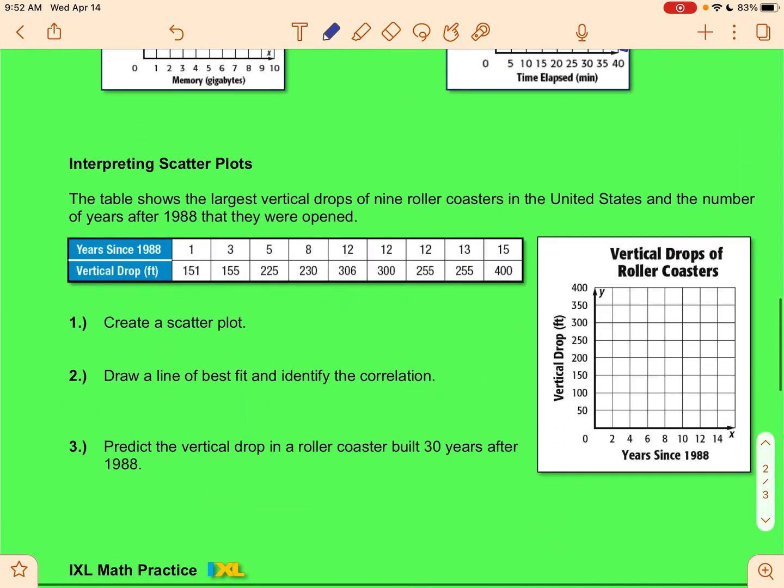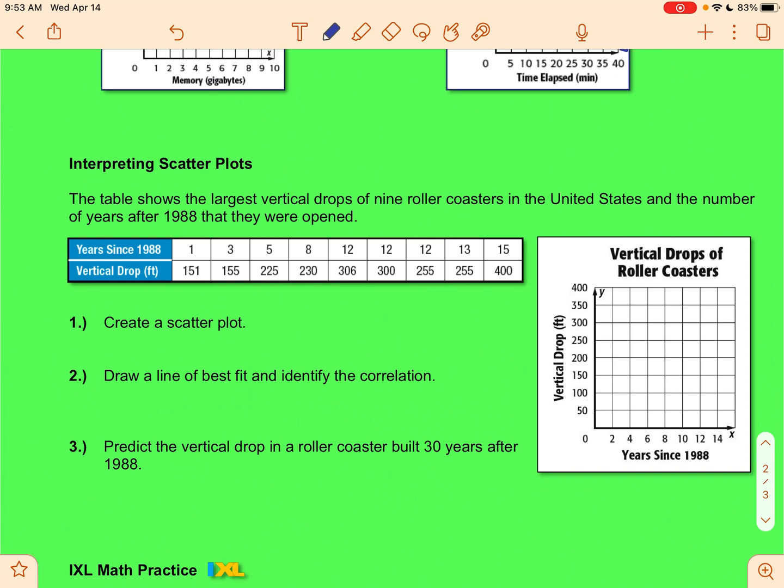Alright, and we have one more. We are going to create a scatter plot for the largest vertical drops of 9 roller coasters in the US and the number of years after 1988 that they were opened. So we have a whole bunch of data. Our first step is to first create the scatter plot.